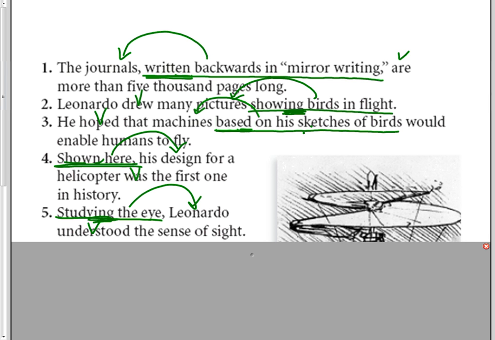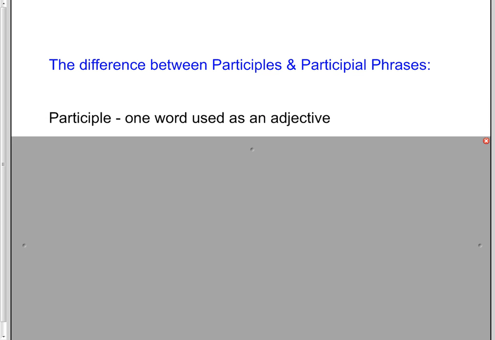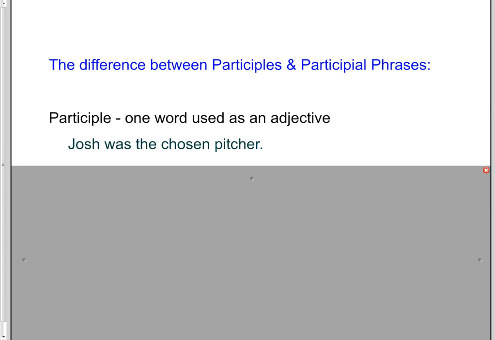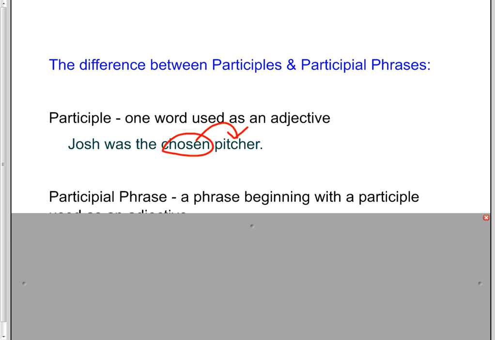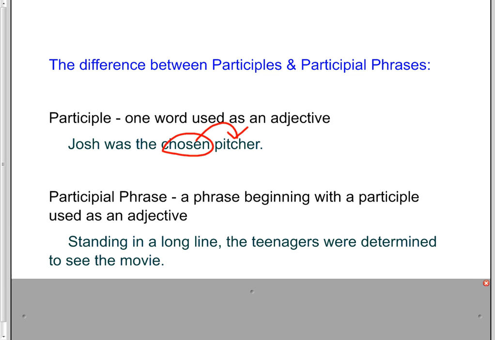Notice that some of these phrases have commas before or after them, but others do not. Again, participial phrases begin with a participle, a word that ends in ing or ed, but is not the main verb. So the difference between participles and participial phrases is basically that a participle is one word used as an adjective. Josh was the chosen pitcher. Chosen describes the pitcher. But a participial phrase is a phrase beginning with a participle used as an adjective.